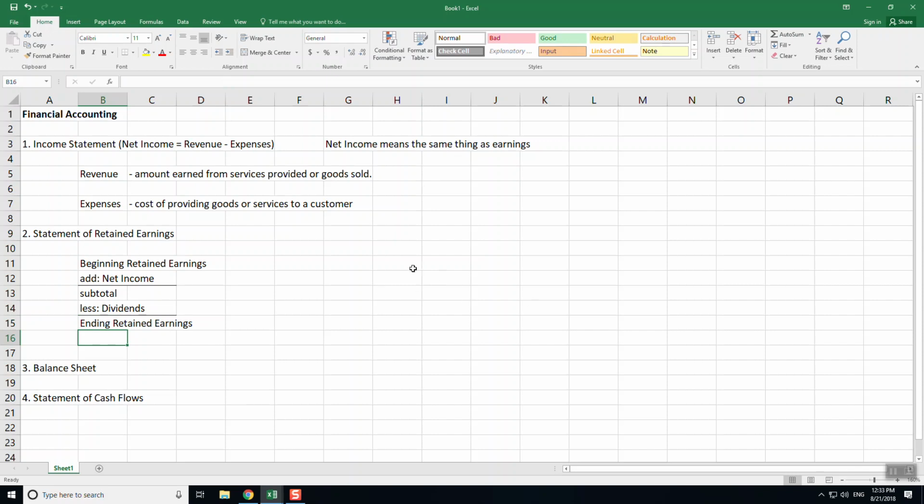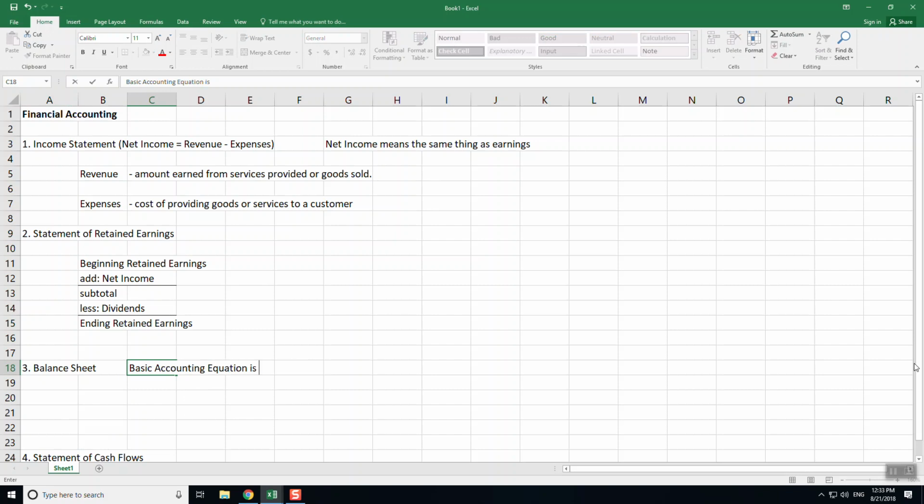Now, the balance sheet is a good place to talk about the basic accounting equation. So the basic accounting equation is, okay, Tia got it. Assets equal liabilities plus stockholders' equity, or sometimes called owner's equity. Stockholders are owners.